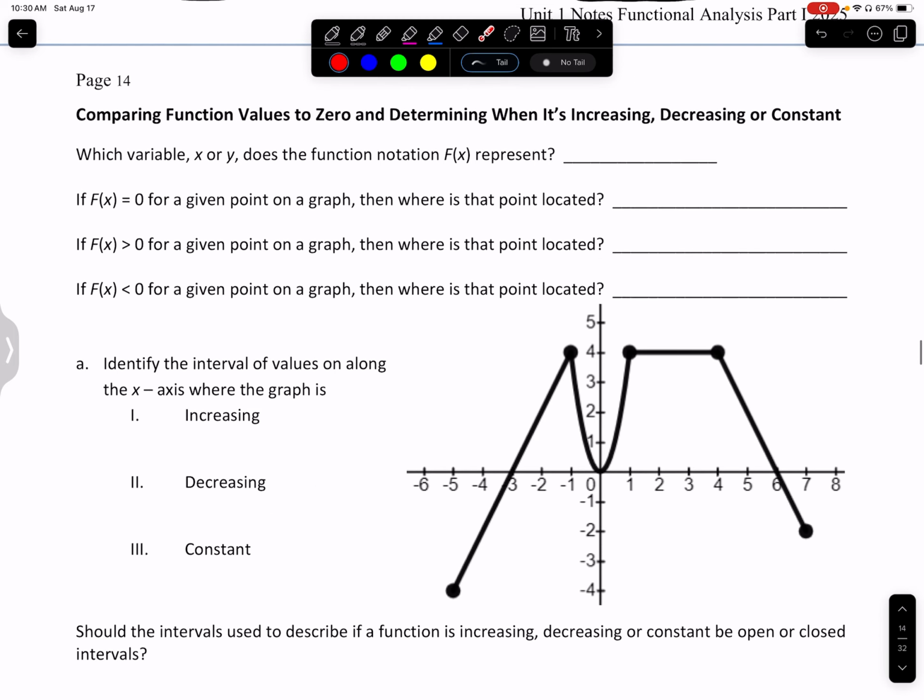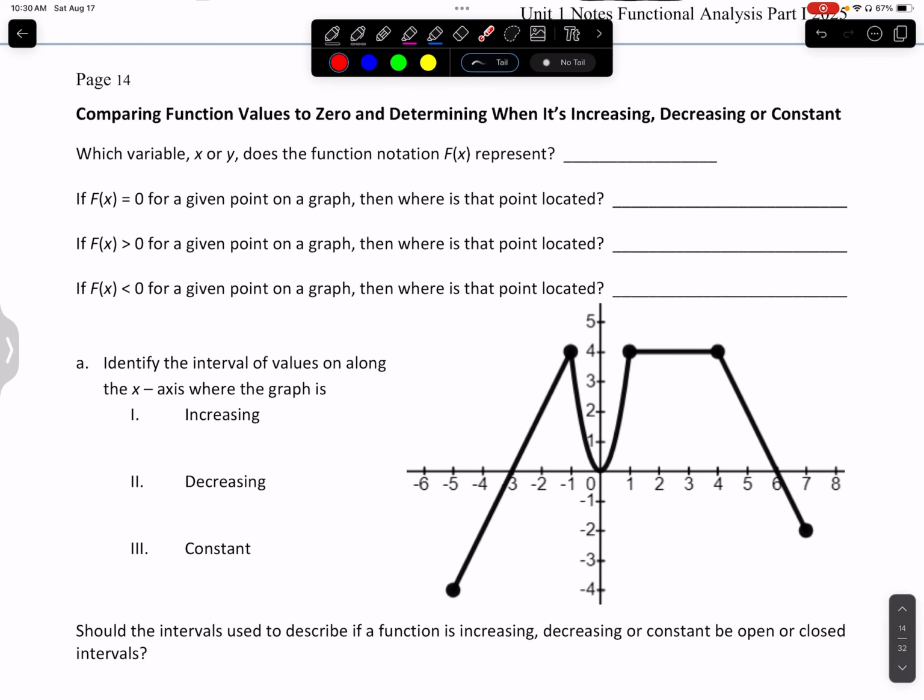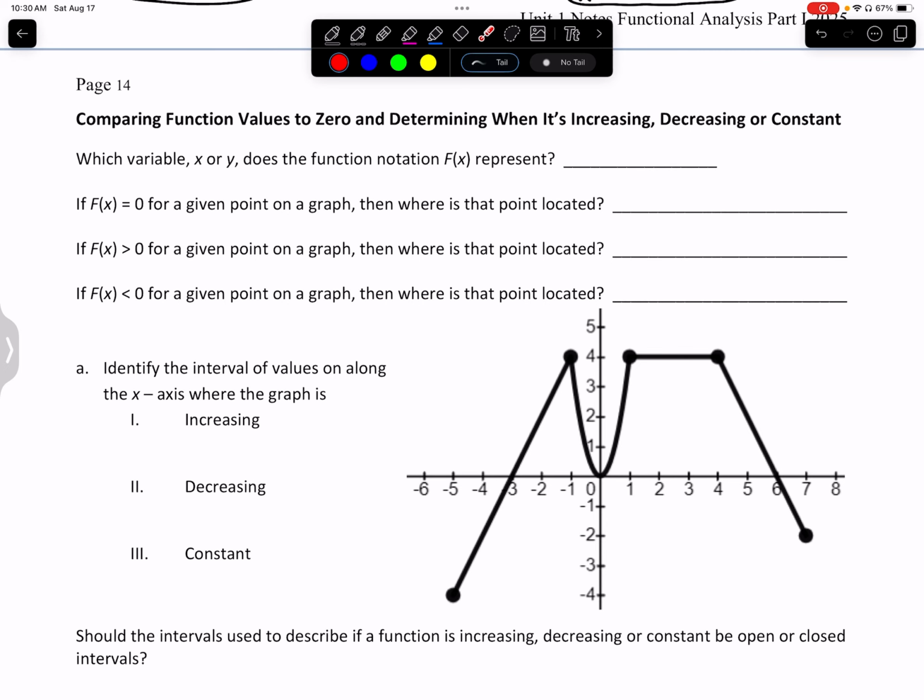Let's go to the back of our notes. This should go pretty quickly. There's not a lot of calculations to do on this side. Maybe none at all. Comparing function values to 0 and determining when it's increasing, decreasing, or constant. Which variable, x or y, does the function notation f of x represent? Well, f of x always represents the y value, so that's y.